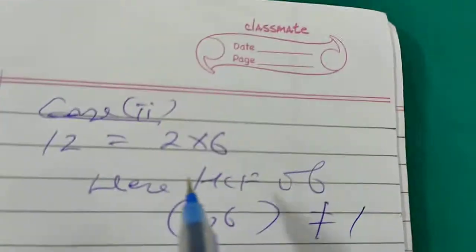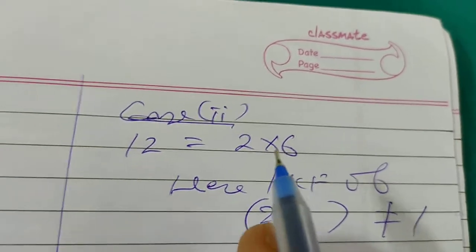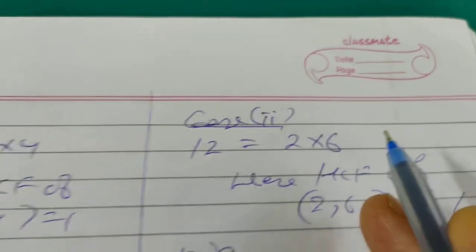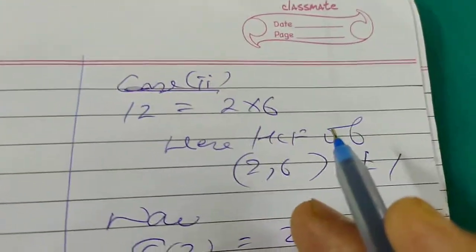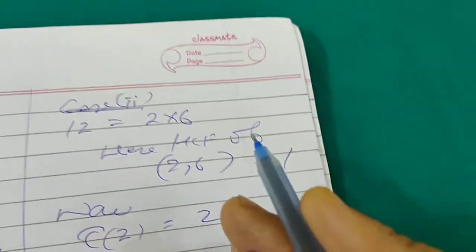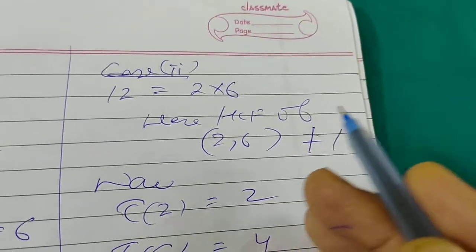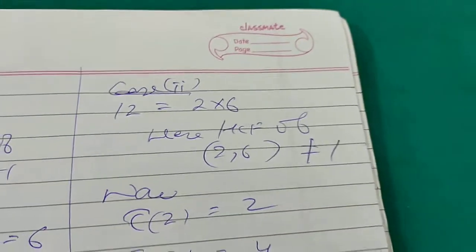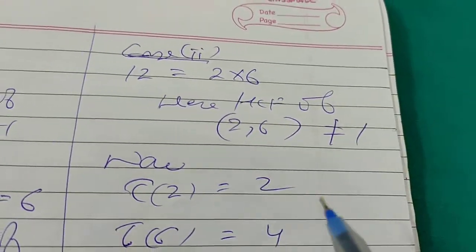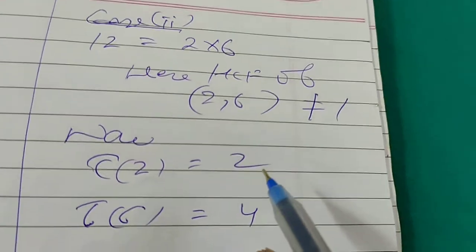Now let us check whether it is completely multiplicative or not. That is why we have split 12 in such a way that their GCD is not 1, because for GCD equal to 1 we have checked it. Now we have to check for GCD not equal to 1. If it is true for not equal to 1 also, then we will say that it is completely multiplicative. So we will find tau of 2. Tau of 2 means number of divisors of 2, so they are 1 and 2, so the value is 2.